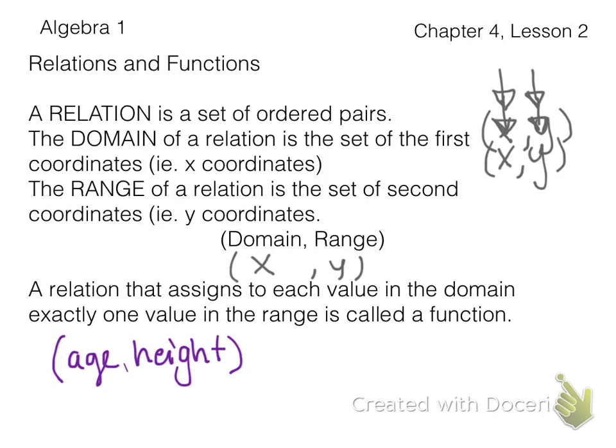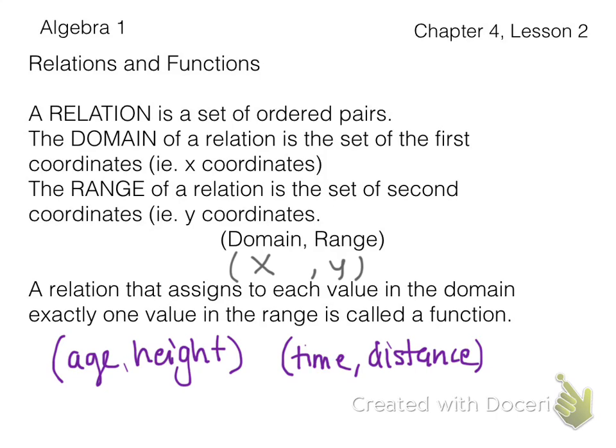We could also look at other relationships, like age and height, where age would be the domain and height would be the range. We can also look at time and distance. Time would be the domain and distance would be the range, and the relationship between them would be the rate, how fast you're going, because the longer you go at a certain rate, the further you're going to go in distance. All right, so there you go.